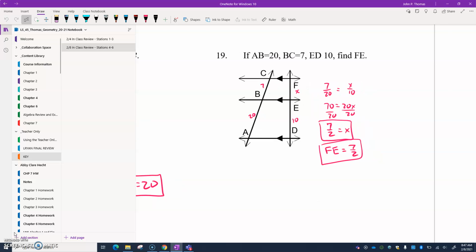Now, if I go over to 19, we do have the lines marked parallel, so we know that that's cutting off pieces proportionally, so that 20 to 7 has to be the same as that 10 to x, or we can flip that over like I did. 7 to 20 equals x to 10. Cross multiply and solve, and we get 7/2.